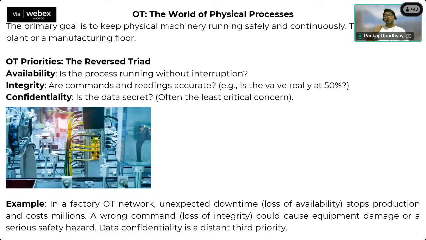And then the last objective in OT is confidentiality, that is, keeping the data secret. So that's how the security principles change between IT and OT. The main requirement for OT is availability, then integrity, and then confidentiality. But for IT organizations, confidentiality should be the primary pillar, then integrity, and then availability. Clear?